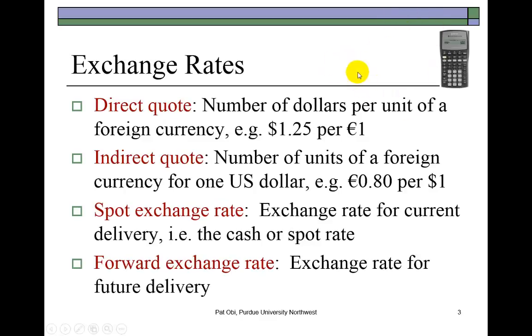Now, as you know, in the foreign exchange market, currencies sell as financial assets, and the price of a currency is what we refer to as the exchange rate. Exchange rate can be expressed in direct quotes or indirect quotes.